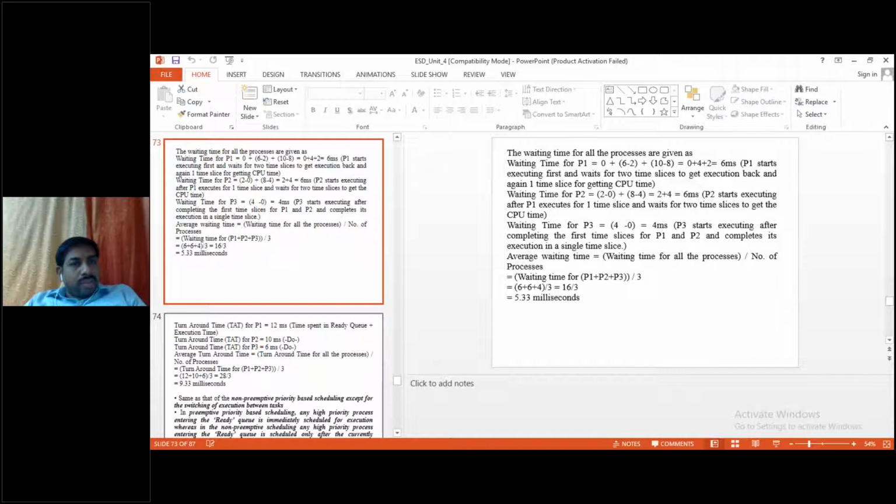due to which the waiting time for P1 is coming out to be 6 milliseconds. For P2 it is 6 milliseconds. For P3 it is 4 milliseconds. And the average waiting time is calculated as 5.33 milliseconds.